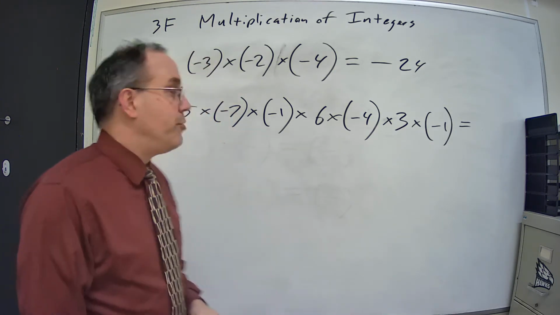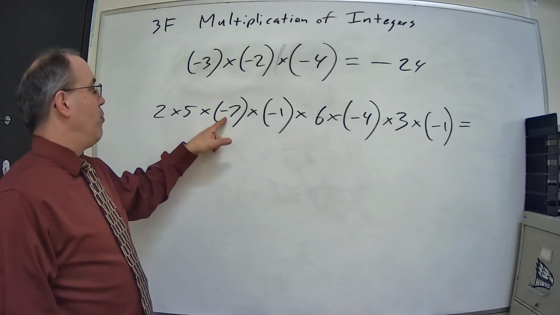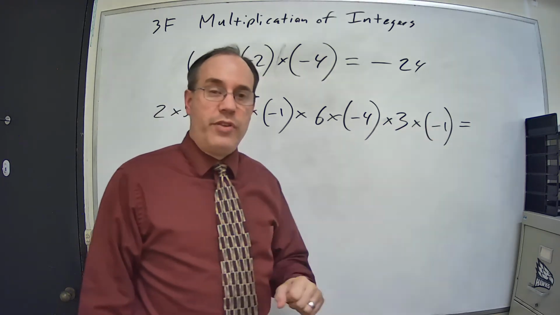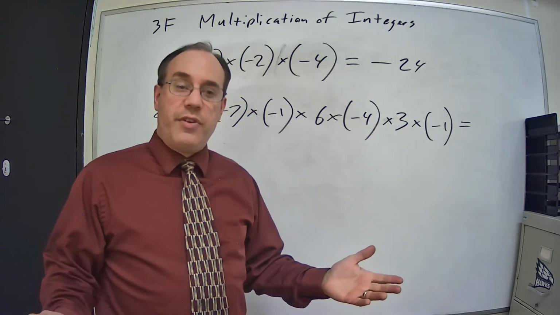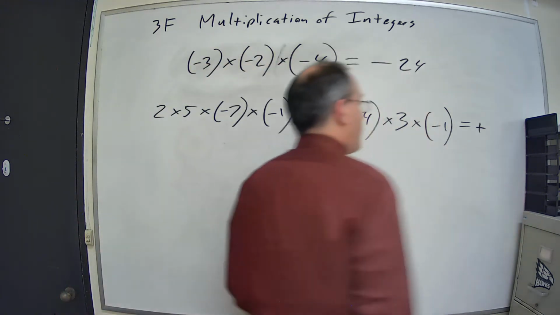Well, all I have to do is look at the negative signs and count them. So I have 1, 2, 3, 4 negative numbers. 4 is even, which means that the result is going to be positive.